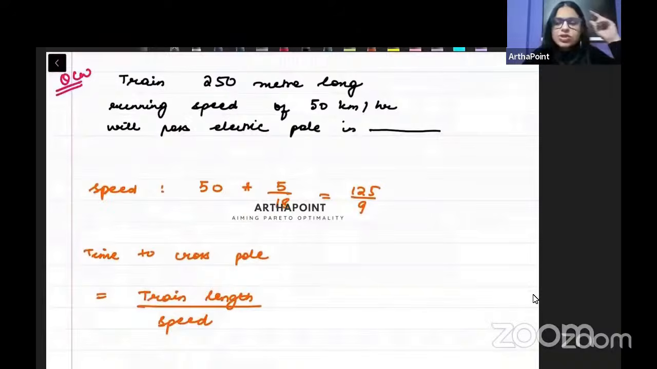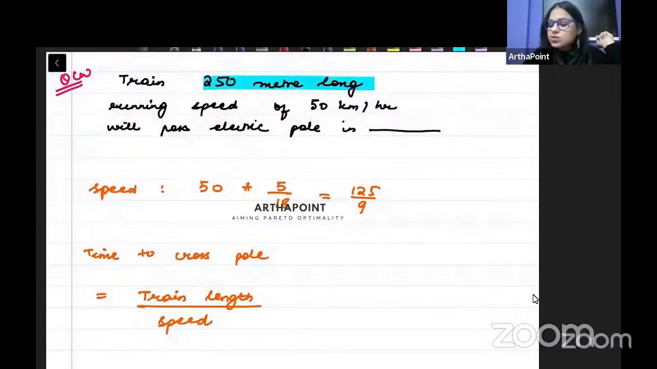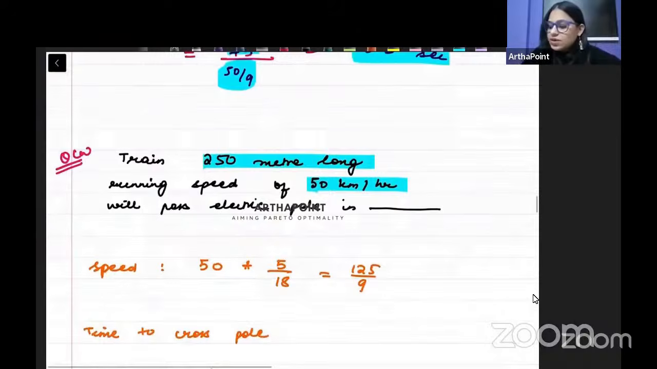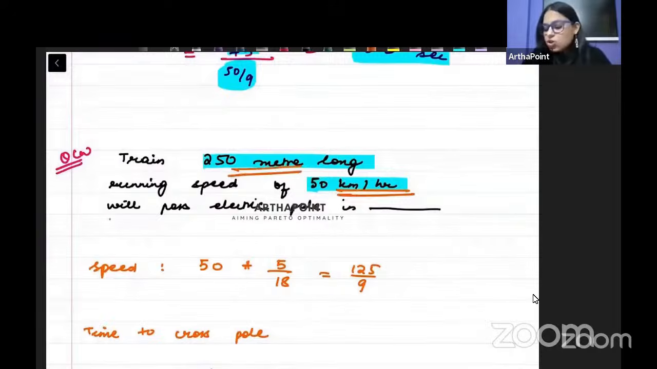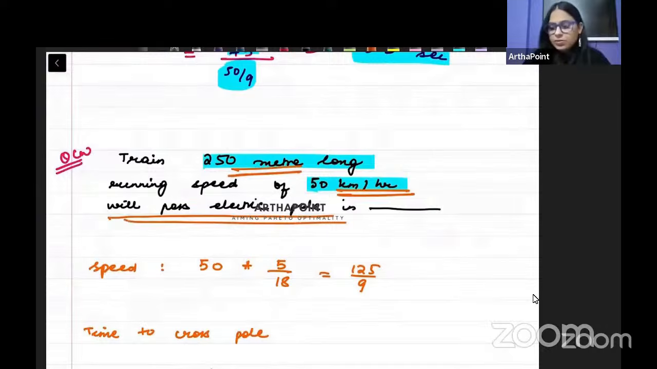This says there is a train which is 250 meter long, right? And it also tells you that the speed of the train is 50 kilometer per hour. Again, notice the speed is given in kilometer per hour. Notice that the length of the train is given to you in meters. It is asking you when will it pass the electric pole. So it is asking you the time, right?